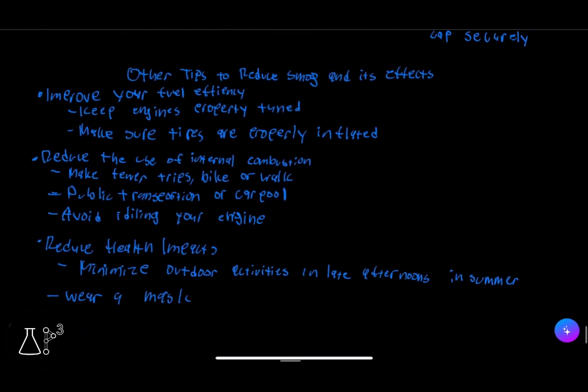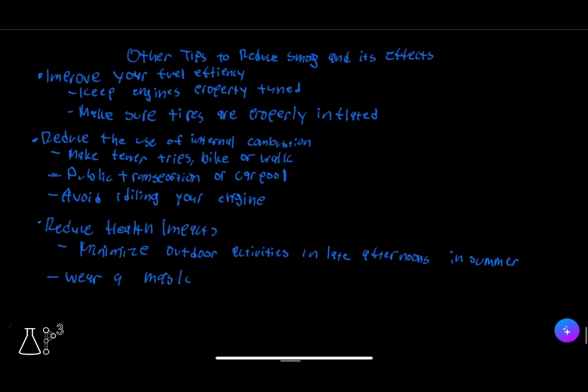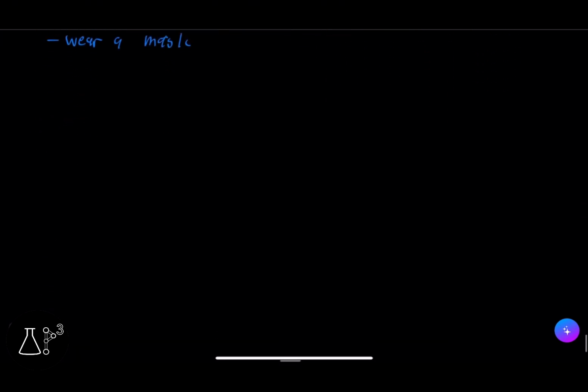So we're going to talk about other tips to reduce smog and its effects. We can improve fuel efficiency, keep engines properly tuned, and make sure tires are properly inflated. We can reduce the use of internal combustion, so make fewer trips, bike or walk. We can use public transportation or carpool, and avoid idling your engine. And we can reduce human impacts: minimize outdoor activities in the late afternoons in summer, and wear a mask. That's everything we need to know for 7.2.